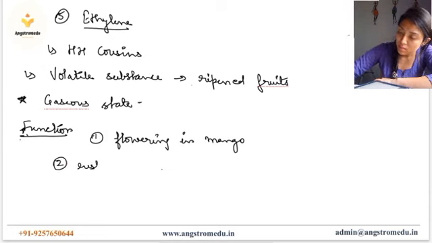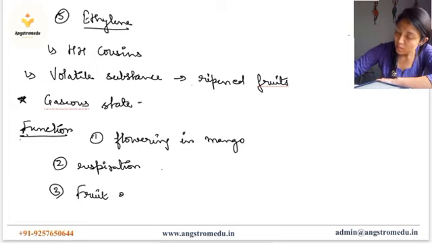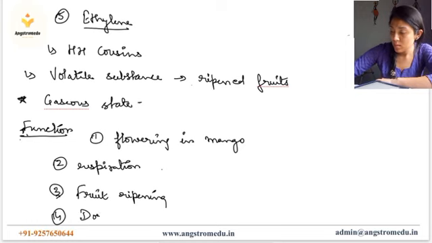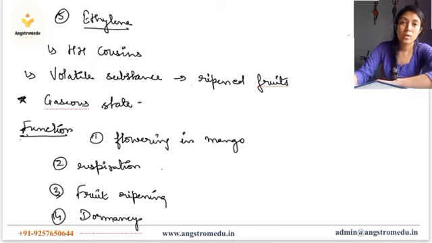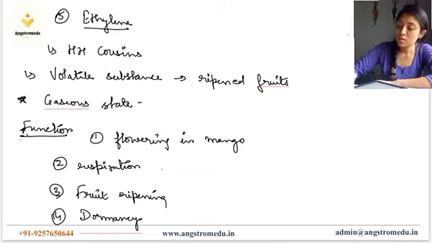Then respiration in plants. Okay, then fruit ripening, and then dormancy, responsible for breaking down of dormancy. Respiration, it slows down the process of respiration. Here it is showing negative function, here it is showing positive, here also it's positive. Dormancy, it helps in breaking down of dormancy.